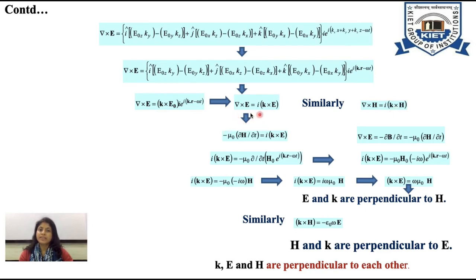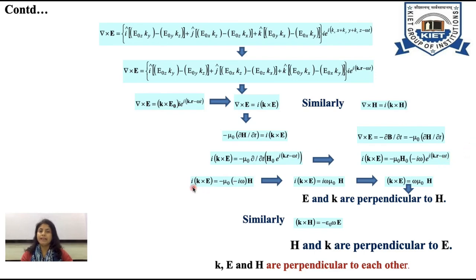We know that from Maxwell's third equation in free space, del cross E is equal to minus del B over del t, which is equal to minus mu naught del H over del t. Substituting this value in this equation, we have minus mu naught del H over del t is equal to i k cross E. H is equal to H naught into e to the power i (k dot r minus omega t), which implies i k cross E is equal to minus mu naught, H naught is constant, H naught into minus i omega into e to the power i (k dot r minus omega t).